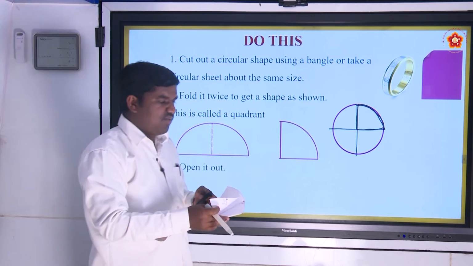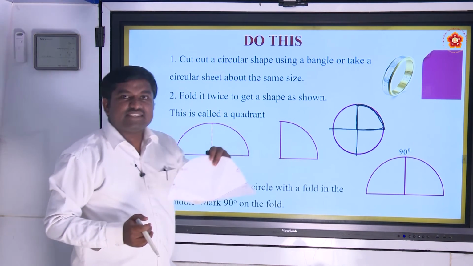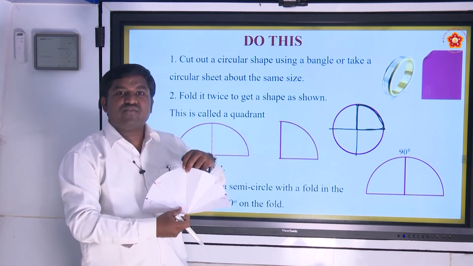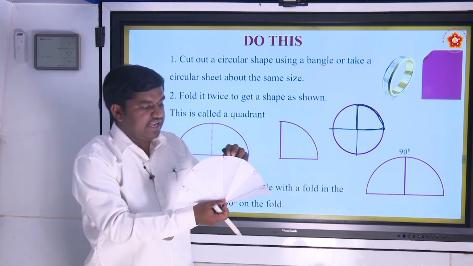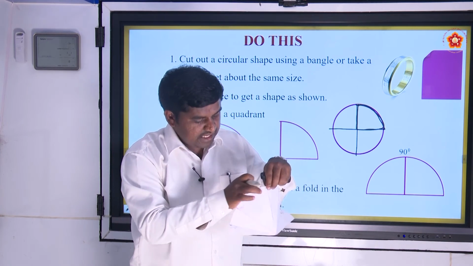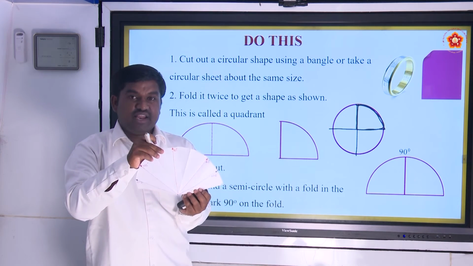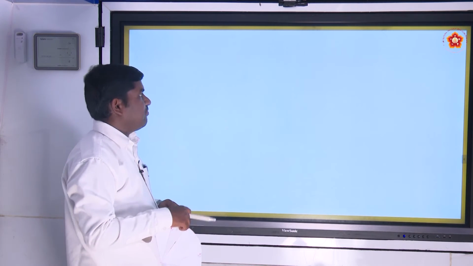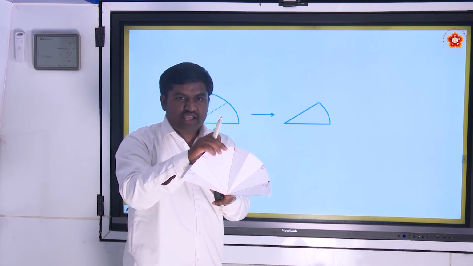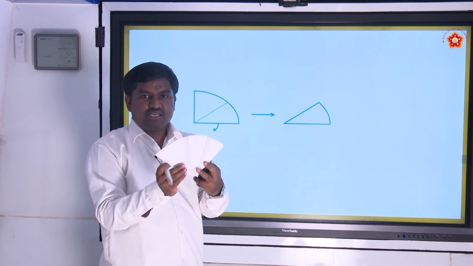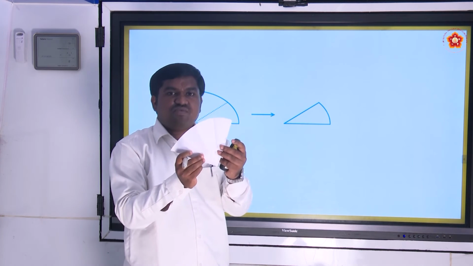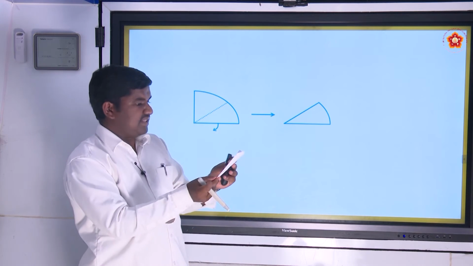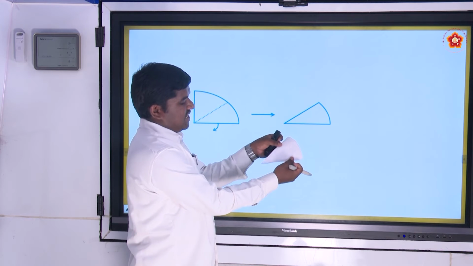Next, open it. Then you got a semicircle. In the middle you have a line that is 90 degree. See here, the middle line I got, this is 90 degree. Next, again you can fold and get the quadrant. Then again you can fold the quadrant like this. You will get the shape like this.